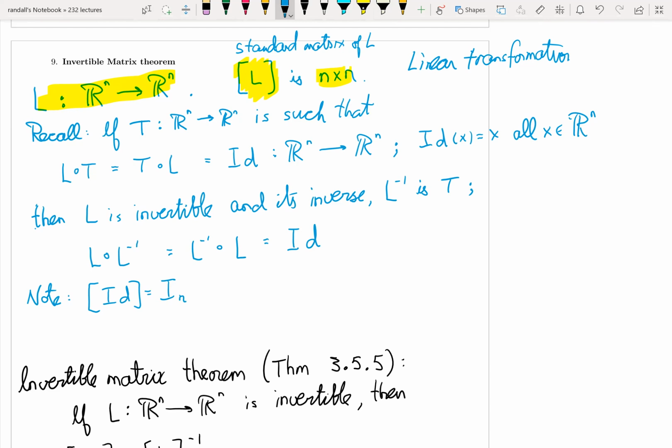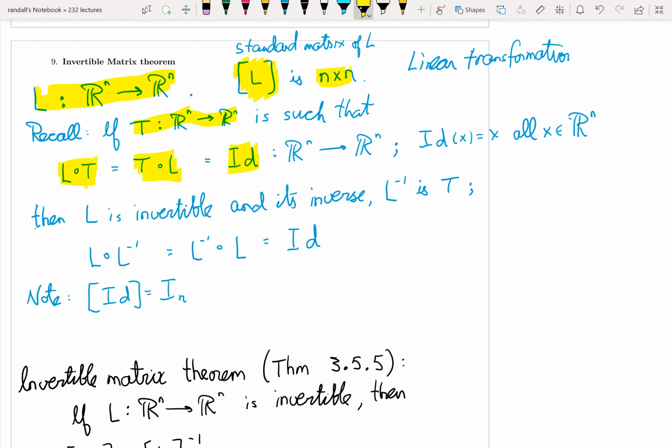Also recall from the previous lecture the notion of inverses of linear transformations. It's similar to what we did in calculus for the inverse of functions. So if you have a linear transformation L and another transformation T from Rn to Rn, I form the composition, L composed with T or T composed with L. These are both defined.